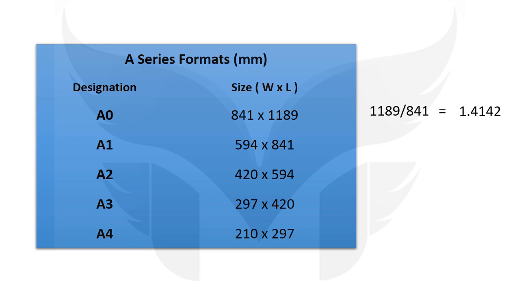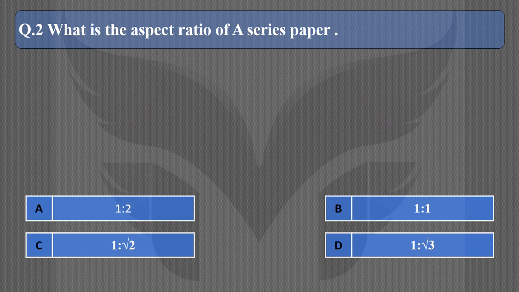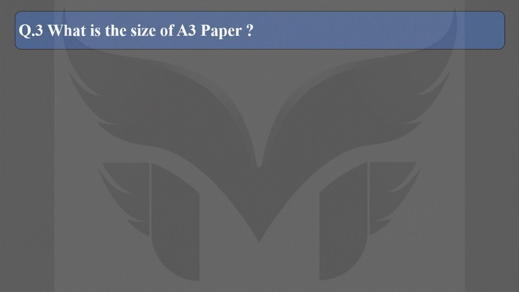So the width to length ratio becomes 1 to root 2. If we do this with the remaining paper sizes, we will have the same results. So the aspect ratio of A series paper is 1 to root 2. And hence the correct option for this question is C. Alright, let's look at the next question.